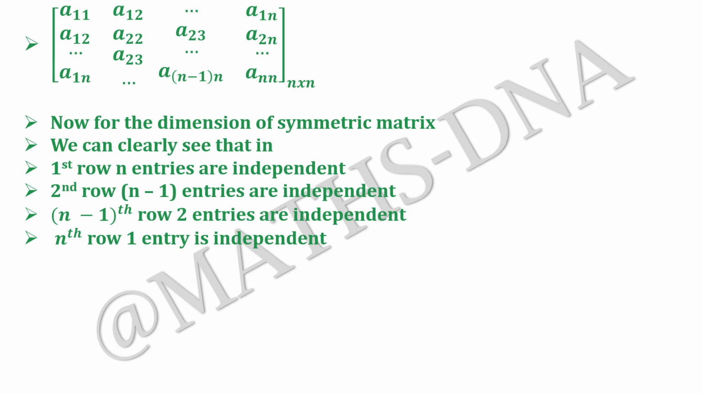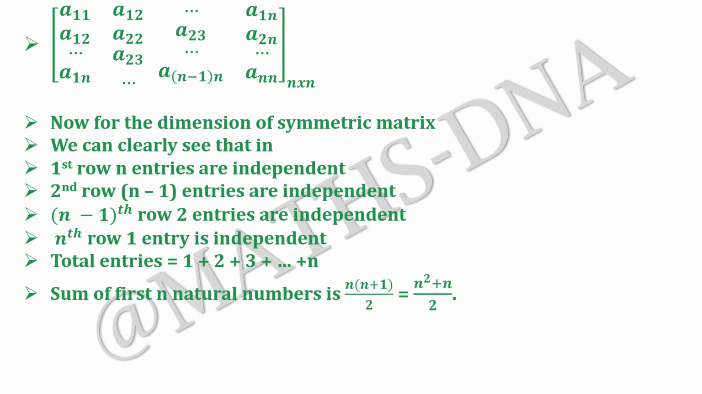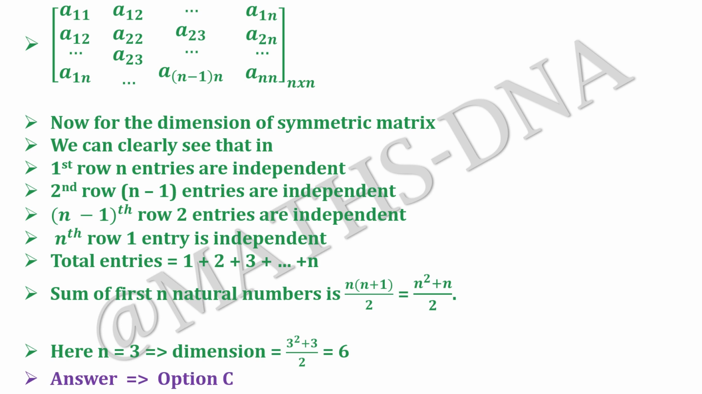That is nothing but A and n. So here we get the total entries to be 1 plus 2 plus 3 up to n. And we know that the sum of the first n natural numbers is n into n plus 1 by 2, that is equal to n square plus n by 2. And here n is 3. So the dimension is 3 square plus 3 by 2, that is equal to 6. Hence the correct answer is option C, and the dimension of symmetric matrices of order 3 cross 3 is 6.